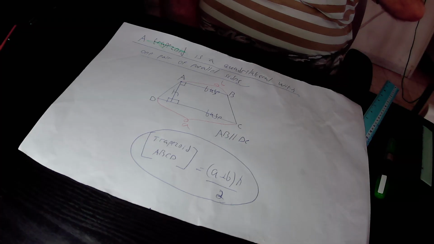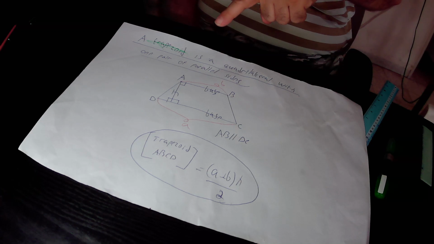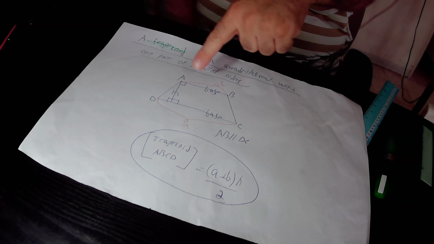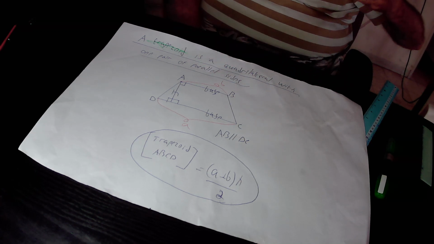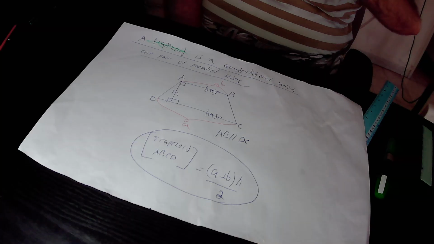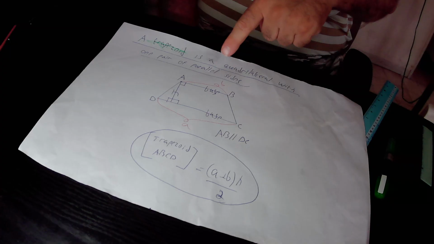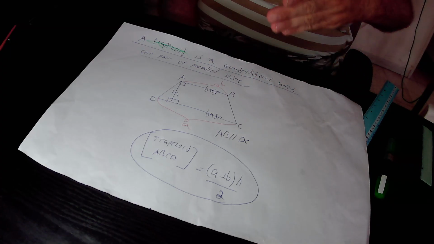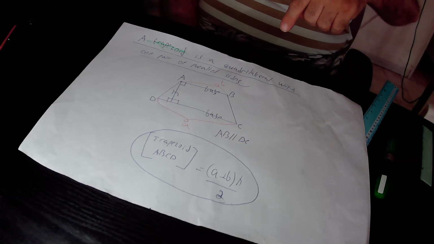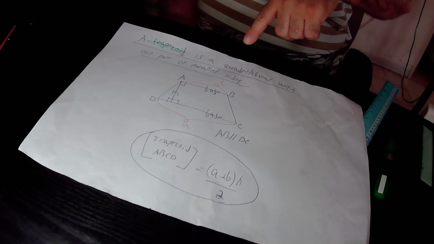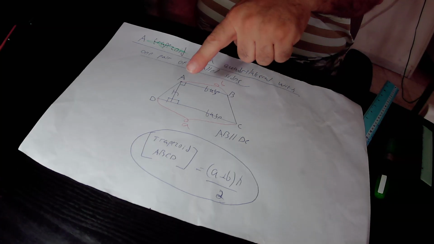ABCD. Okay? And if we define the length of side AB as B and the length of side DC as A, then the area of this trapezoid ABCD will be equal to the sum of its 2 parallel bases, that is to say A plus B, times the height edge over 2. Again, the area of this trapezoid ABCD equals the sum of its 2 parallel bases, that is A plus B, times the height edge over 2.